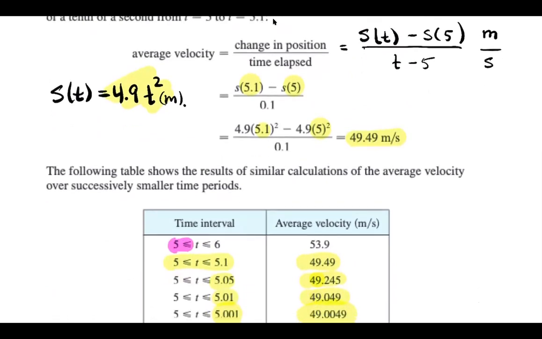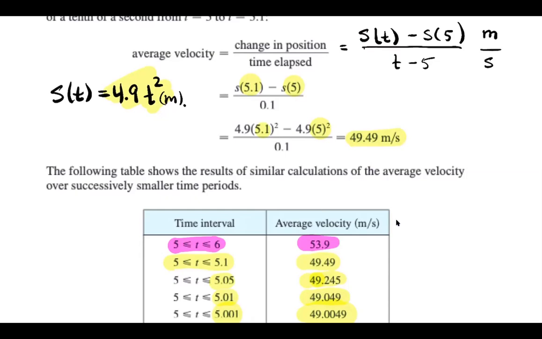I'm going to try to reproduce this first row. So you might want to write that number down too, 53.9, when we averaged over a time interval from 5 to 6 seconds, okay? So you maybe want to write down that row of the table that I just highlighted in pink there, together with what this S of t is. You can pause the video and write that down. I'm just going to make the switch right now.